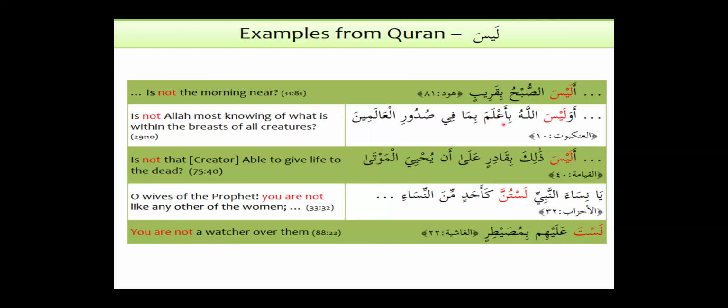Now, ba is harf jar, why alama is not getting kasra? We'll discuss that inshallah in future lessons. For now, just remember that Ismu Laysa will be marfu and Khabru Laysa will be mansoob. If it's harf jar coming with Khabru Laysa, then it will be Shibul Jumla. Here, lasta alayhim bimusayti. You are not a watcher over them. You'll find laysa many times in the Quran.